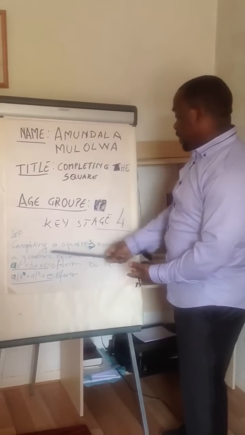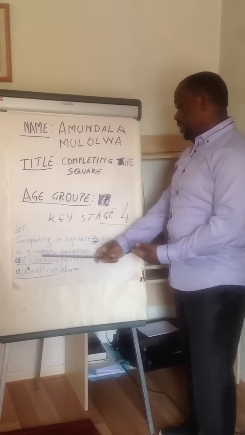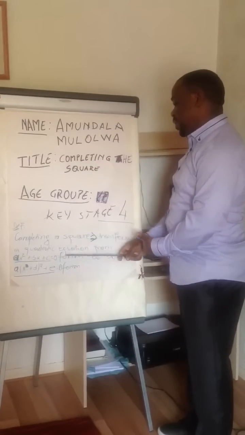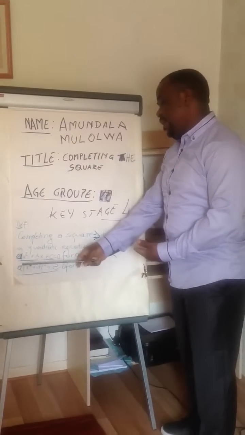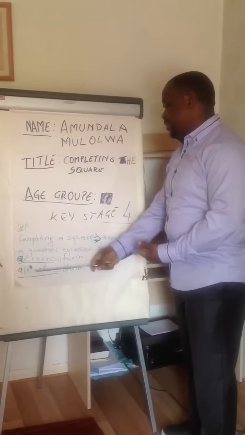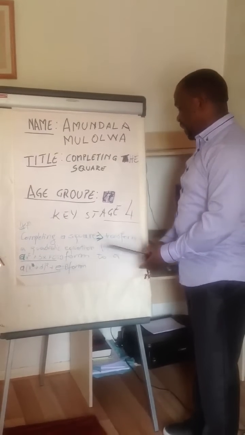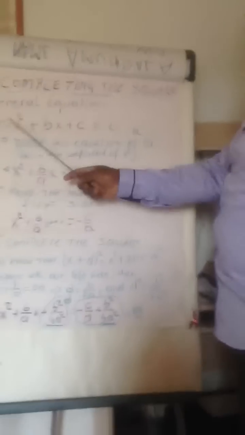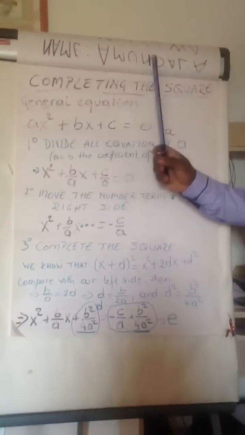So basically, completing the square is transforming a quadratic equation of the form ax squared plus bx plus c is equal to 0 to a form of a times (x plus d) both squared plus e is equal to 0. So we start by using the general form of the equation, which is ax squared plus bx plus c is equal to 0.